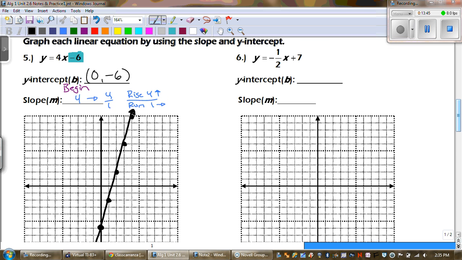All right, let's look at 6. All right, so for 6, what is our slope? Where do we begin? Or I'm sorry, the y-intercept. The y-intercept is what we're looking for first. Okay? Where is that?